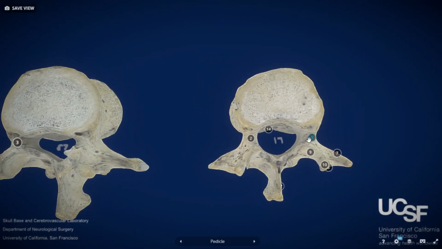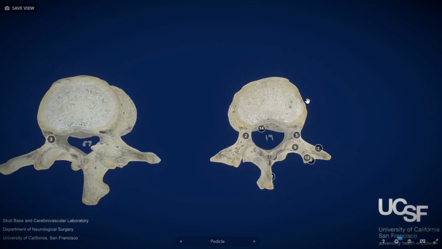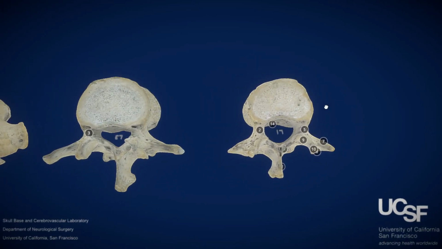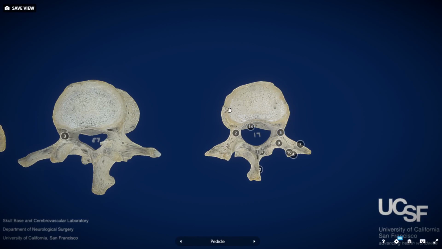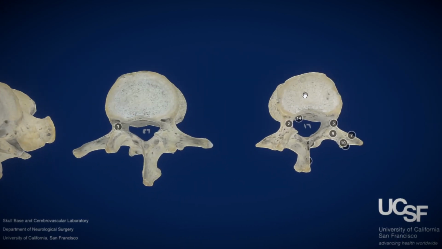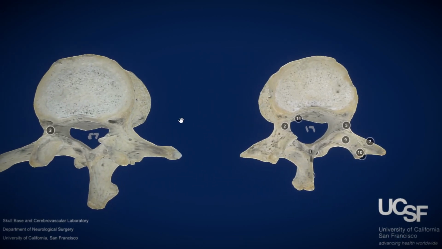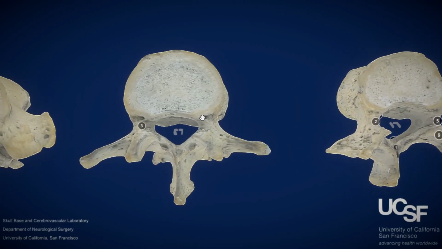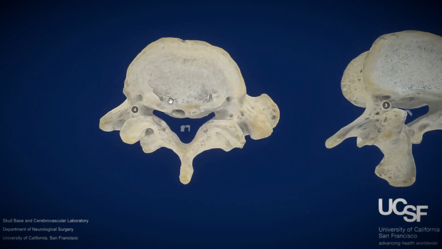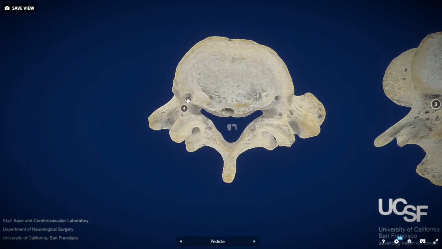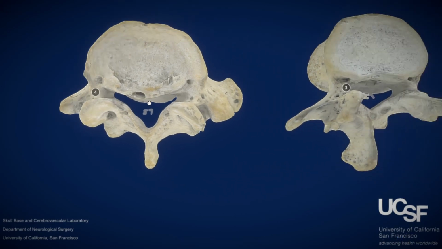From a superior view, we can see that there's an actual orientation that is going to change as we move towards lower levels. Usually at the level of L1, there's an angle of around 5 degrees that increases 5 degrees for each one of the segments, ending at approximately 25 degrees for L5.